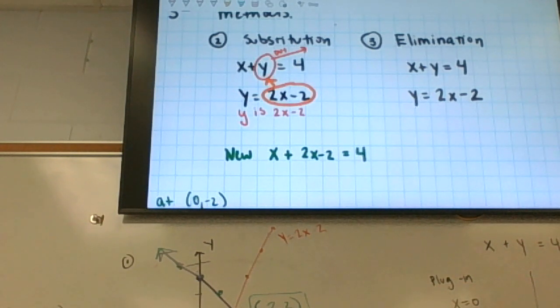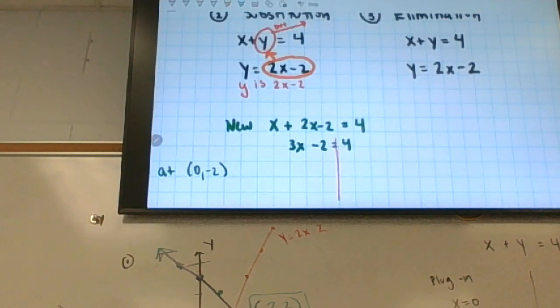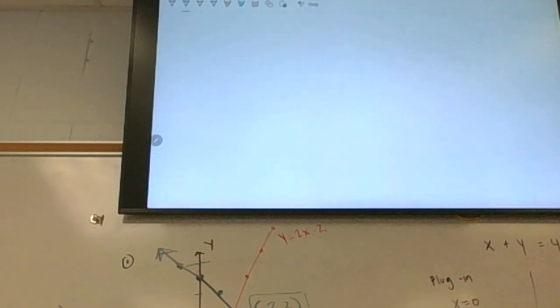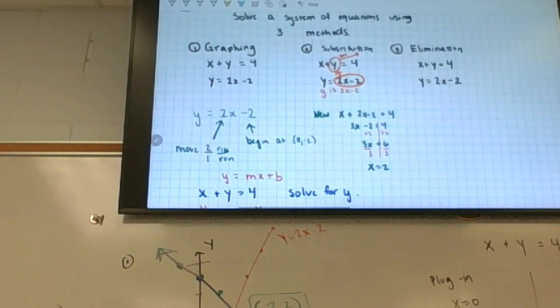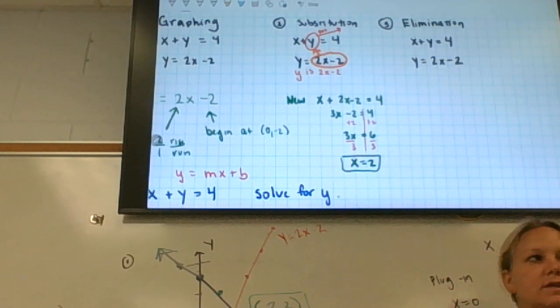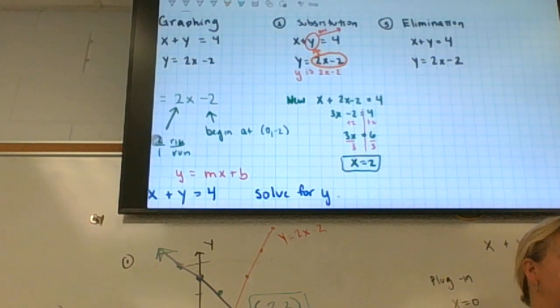Now you solve that. It's not too tricky. Combine like terms. X and 2x is 3x. And now I'm getting x alone, so I would add 2 over. I would get 3x equals 6. Divide by 3. X equals 2, and that's what I got in my ordered pair. X is 2. Anybody remember doing that?